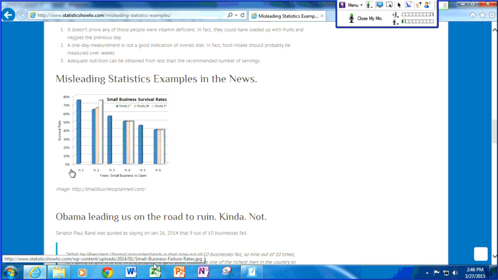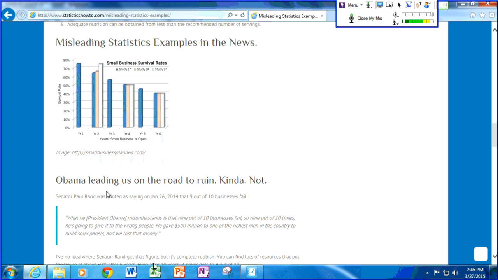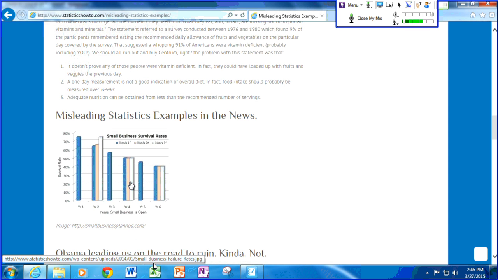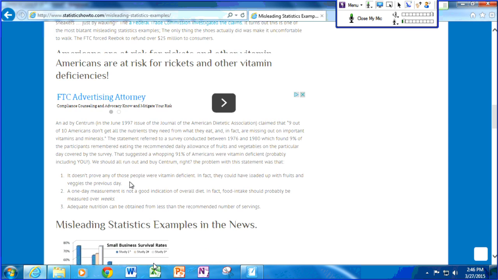Now in this case, it looks pretty good. They have percentages, right? And they have years here, so not so bad. They're not actually explaining here what the problem is.